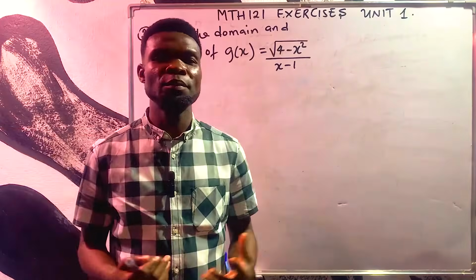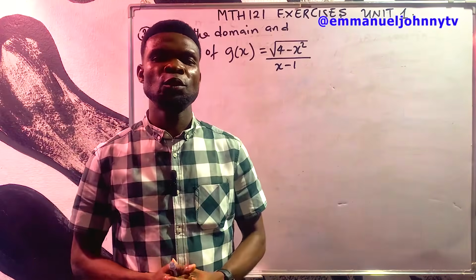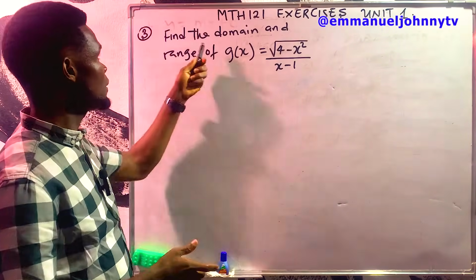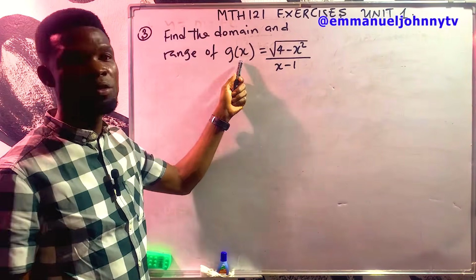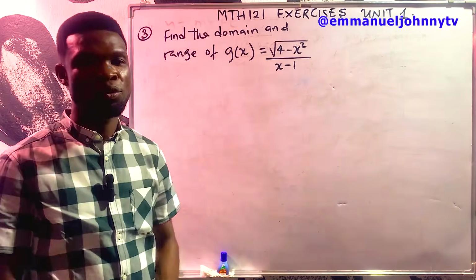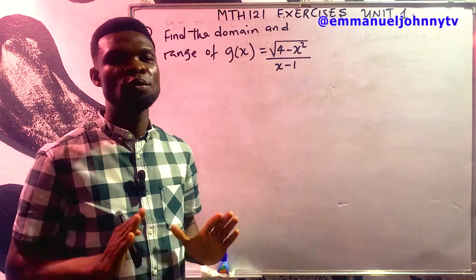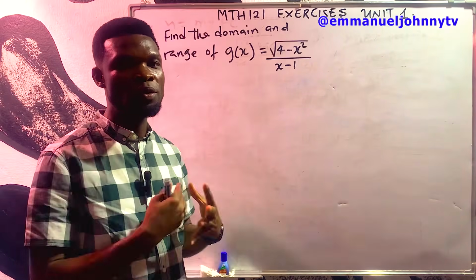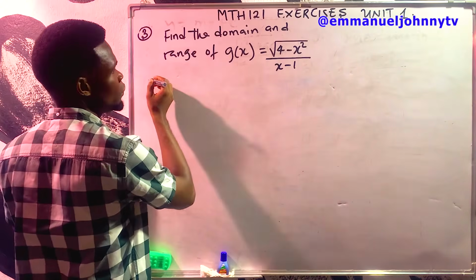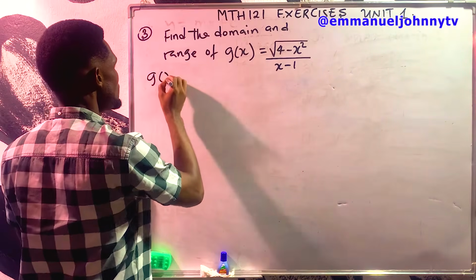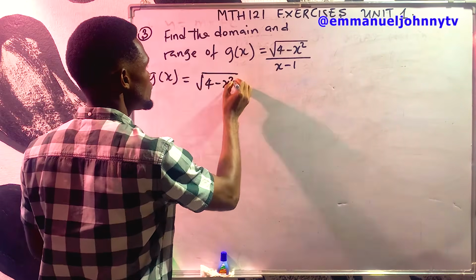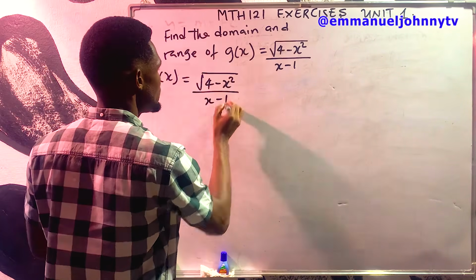Okay, so this is another question from the manual, which is still unit 1, we want to take a look at. Now you have to find the domain and range of the function g of x is equal to square root of 4 minus x squared, all over x minus 1. So I'm going to go straight to the point. Like I said, it's just to provide a solution to the problem. So the function is g of x equals root 4 minus x squared all over x minus 1.